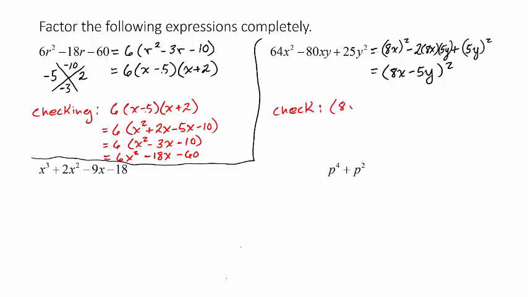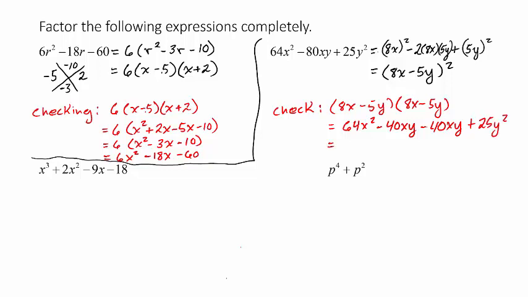Okay, let's check that. So with 8x minus 5y times 8x minus 5y, when we FOIL this, 8x times 8x is 64x squared. 8x times negative 5y is minus 40xy. Negative 5y times 8x is negative 40xy. And negative 5y times negative 5y is positive 25y squared. Okay, now if we clean up the middle term, negative 40xy minus 40xy is minus 80xy, right? So we're going to have 64x squared minus 80xy plus 25y squared, which is exactly what we started with.